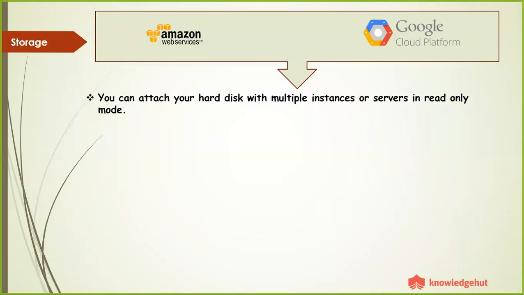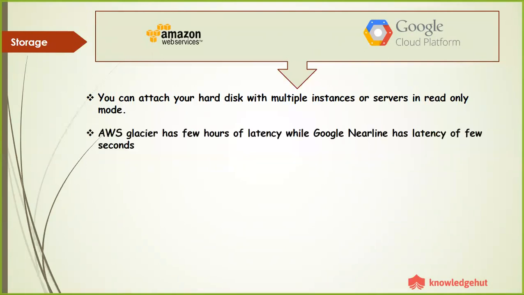On the storage front, you can attach your hard disk to multiple instances or servers in read-only mode. On Amazon, if you create an EBS storage device, you can only attach it to one machine, while on Google, you can attach it to multiple machines. One machine will have read and write rights, but other machines can access it with read-only rights. This is really a good thing.